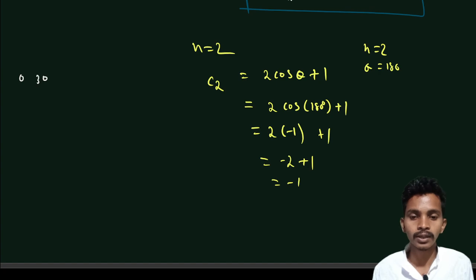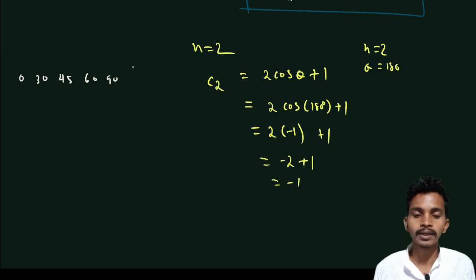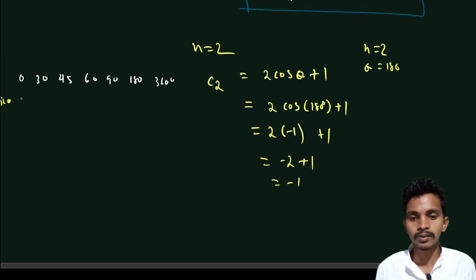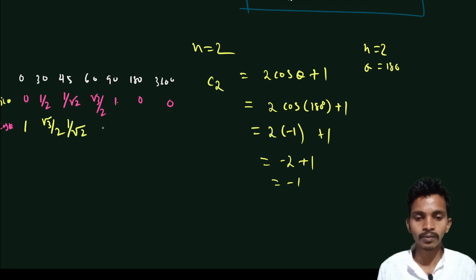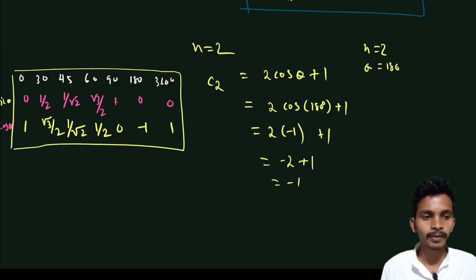Let's say the angles are 0, 30 degrees, 45 degrees, 60 degrees, 90 degrees, 180 degrees, and 360 degrees. For sin theta: at 0 degrees it is 0, at 30 degrees it is half, at 45 degrees 1 upon root 2, then root 3 upon 2, then 1, then 0, 0. For cos theta, it starts from 1, then root 3 by 2, then 1 upon root 2, then 1 upon 2, then 0, just the reverse from 90 degrees. Then minus 1, and 1. We should know these values. So cos 180 degrees is minus 1.